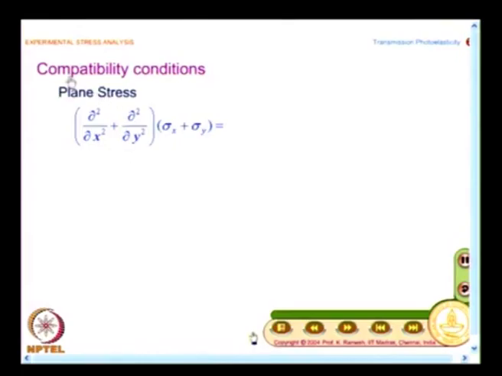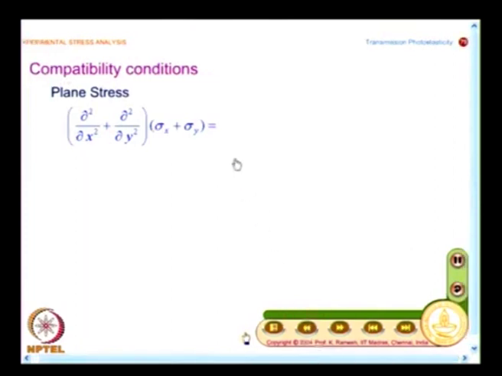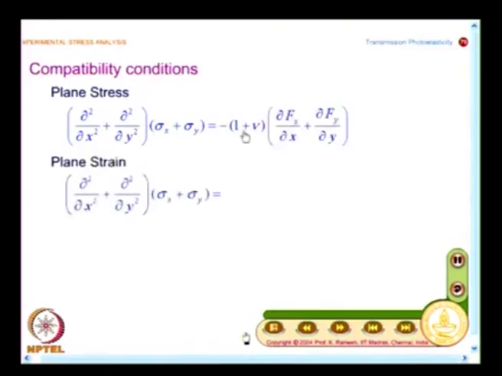The compatibility conditions in terms of stress components have the form like this for plane stress. On the right hand side, what do I have? I have minus (1 plus nu) multiplied by (dou fx divided by dou x plus dou fy divided by dou y), and these are body forces.